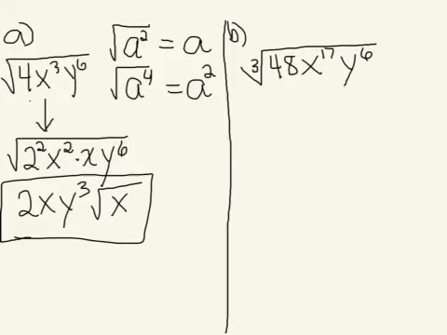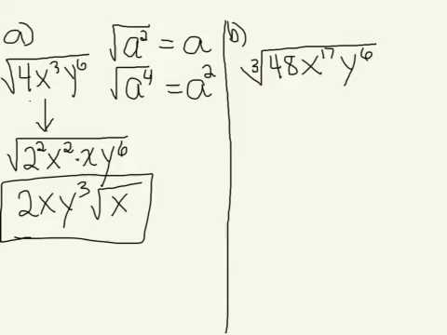Let's also look at the second one now. How does this work when the root is not 2? For higher roots, it's the same idea, but this time the property is that you need, in this case, 3 of any factor in order to be able to take the cube root of it.